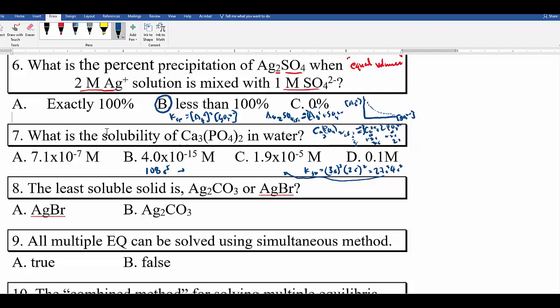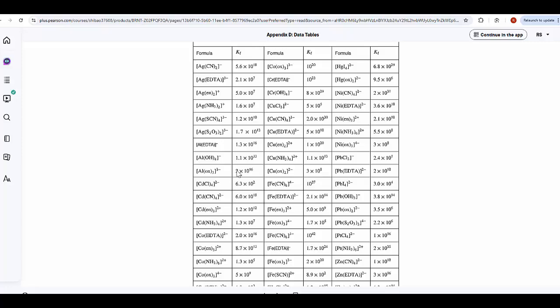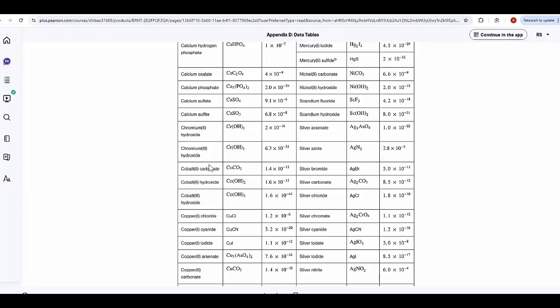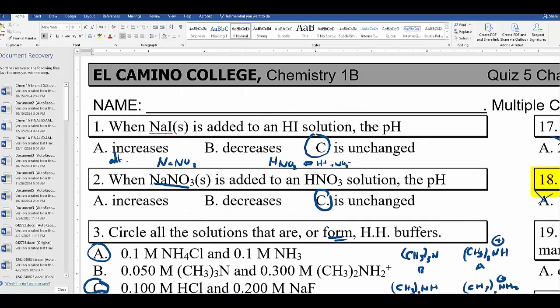And that means s is going to equal KSP divided by 108, to the 1/5. So we need the KSP value for calcium phosphate, which we can look up in the chart. So calcium phosphate here: 2.0 times 10 to the minus 29. That's my fault.